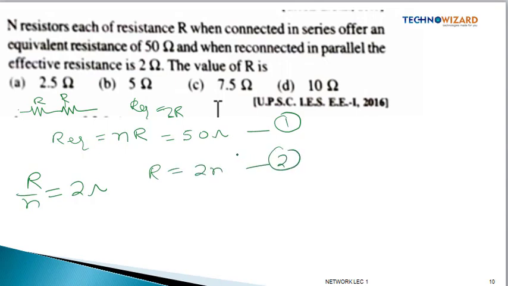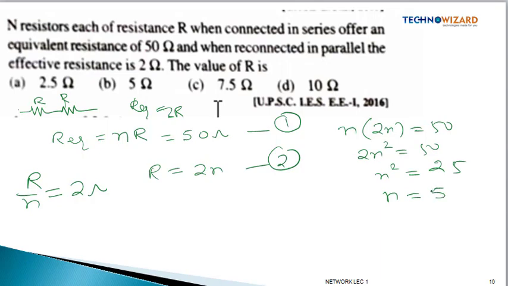Solving these two equations, putting the value of R equal to 2n in equation 1, we get n into 2n is equal to 50. So 2n square is equal to 50, n square is equal to 25. So n is the number of resistors, that is 5, it can't be negative, right? So we have obtained n is equal to 5, so putting it in equation 2, R is equal to 10 ohm. So the value of R is 10 ohm. So option D is correct. Okay, let's see the next question.